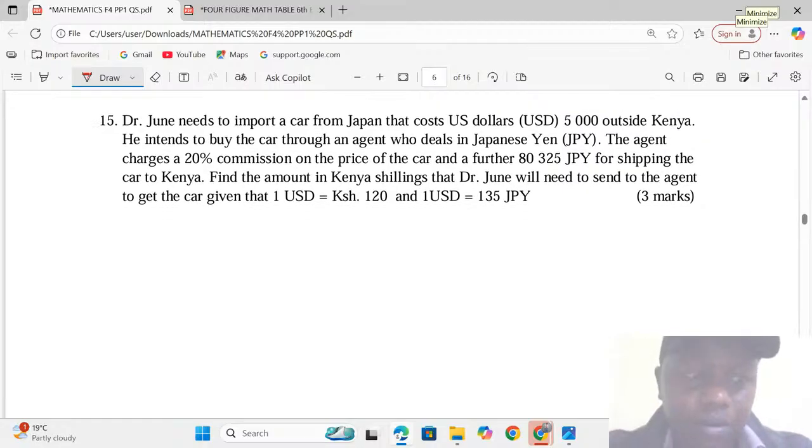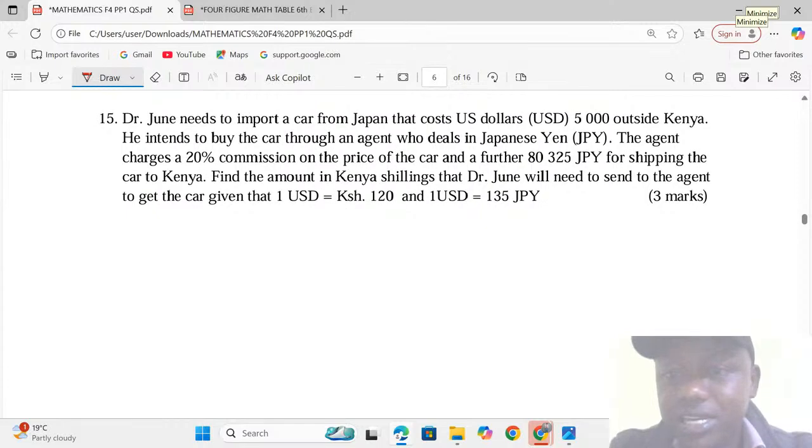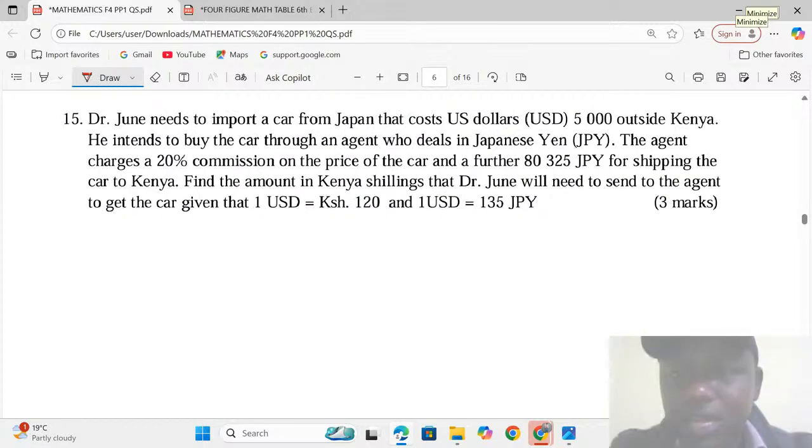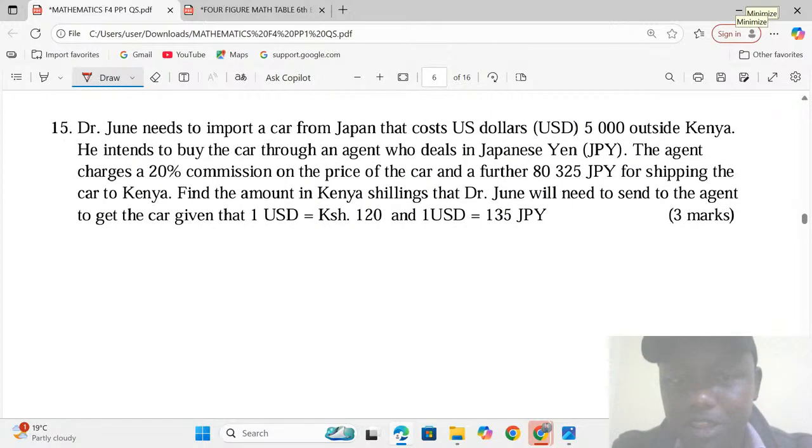At number 15 now, right? Dr. Jane needs to import a car from Japan. This is commercial arithmetic. And remember, there is no exam without commercial arithmetic. I repeat that again. There is no exam without commercial arithmetic. Please master that. Just write it somewhere. The KCSE that you've not done yet will be having commercial arithmetic. The KCSE you never did was having commercial arithmetic. And the one you will do is also having commercial arithmetic.